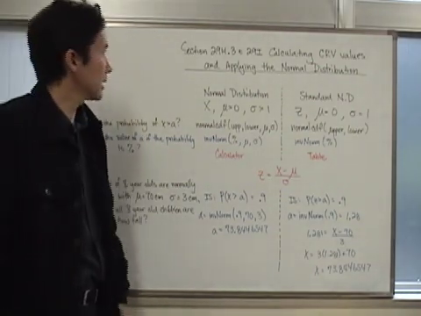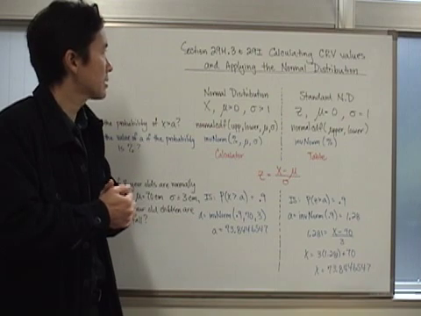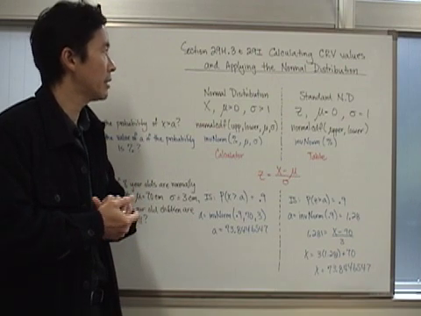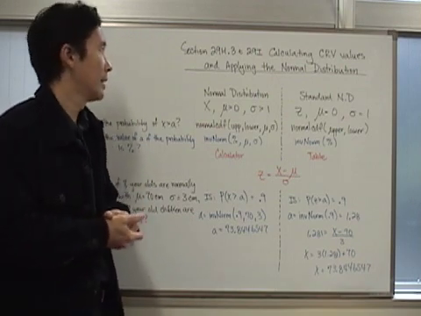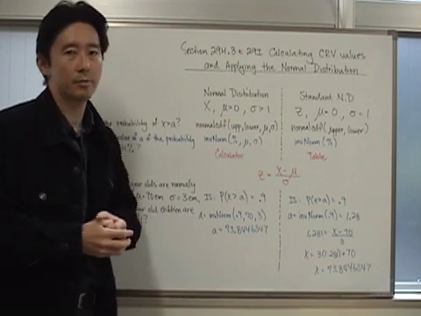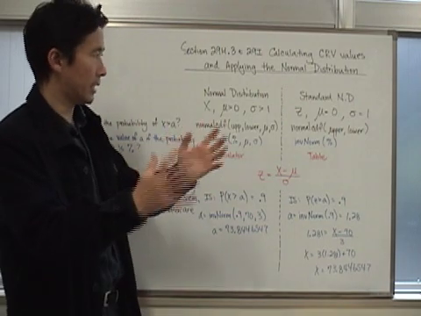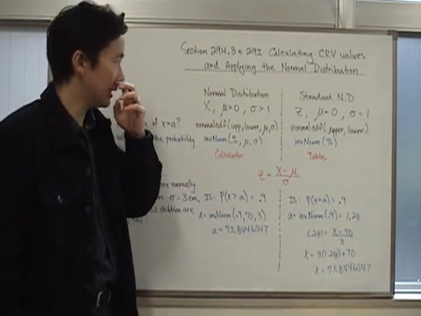Okay, everybody, let's take a look at the last section that we're going to be studying for this chapter. It's going to be section 29H.3 and 29I, and it's going to be calculating continuous random variable values and applying the normal distribution. Okay, let's go ahead and make sure that we can see everything very easily.